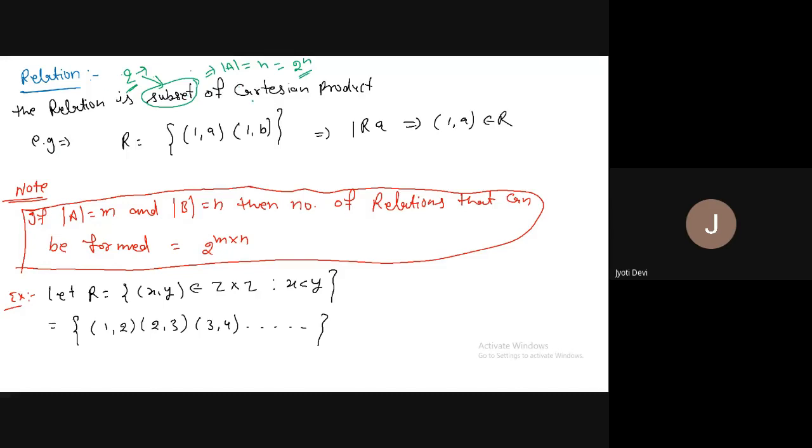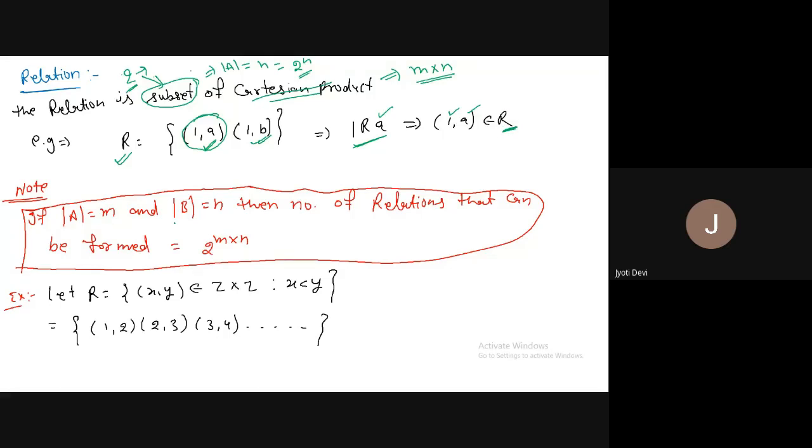Relation is a subset of a Cartesian product. In a Cartesian product, there are total m into n elements. I want to give an example here of how we define the relation. Suppose there are 1 and A, 1 and B: how 1 is related to A and how 1 is related to B. We can define the relation like that, or we can say that 1 and A both belong to the same relation.